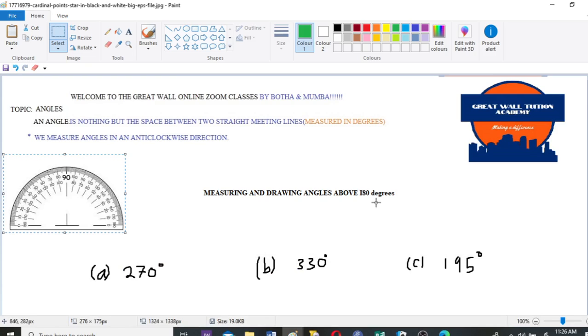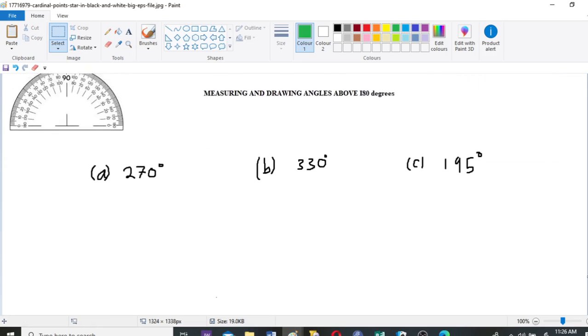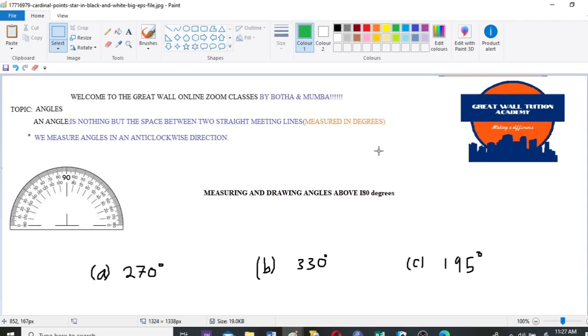Alright, we continue with our discussion. So we are still on angles. In the last class we looked at angles, measuring and drawing angles from 0 to 180. So in this one we want to learn how to draw and measure angles which are above 180 to 360, right? So we still follow the same properties, the same things that we follow. For example, when measuring an angle, we always move anti-clockwise, in an anti-clockwise direction. Okay, so this one we should keep it in mind.